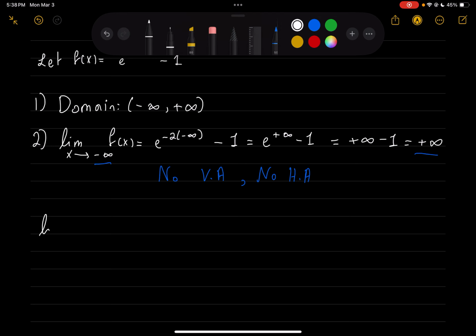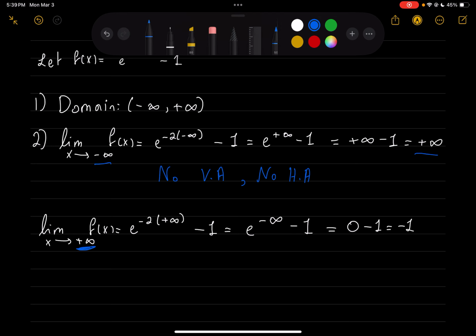We're going to do the same exact thing for positive infinity right now, which is going to be e to the power of negative 2 times positive infinity minus 1, which is going to be e to the power of negative infinity, negative 1. And in this case over here, e to the power of negative infinity is going to be 0 minus 1, which is negative 1. Now in this case, we are going to an infinity and we have a regular number. So in this case over here, I have y equals negative 1 is a horizontal asymptote. Okay, so this is it for the question about the limits.